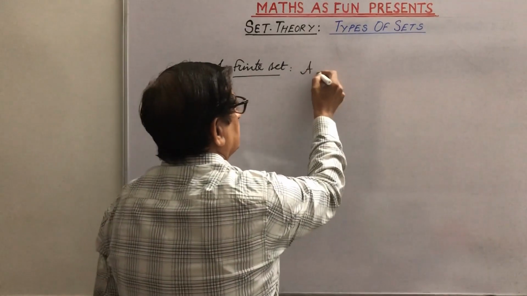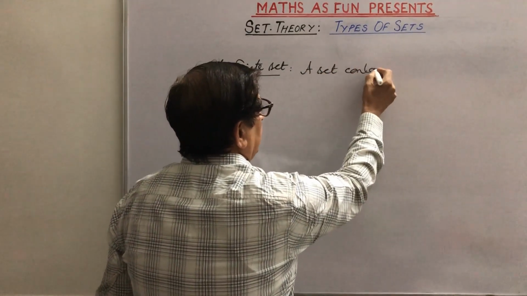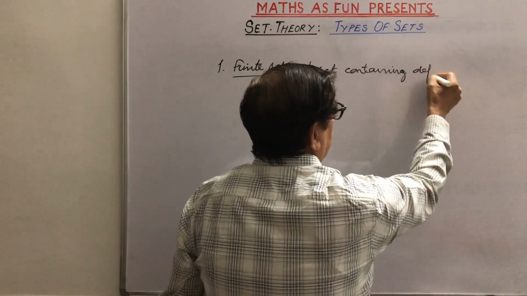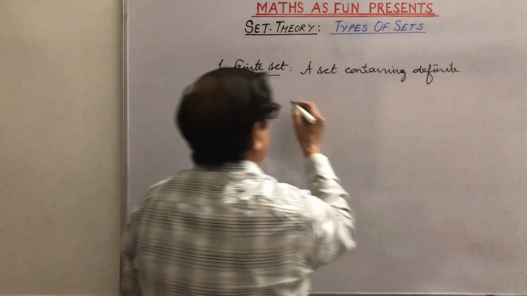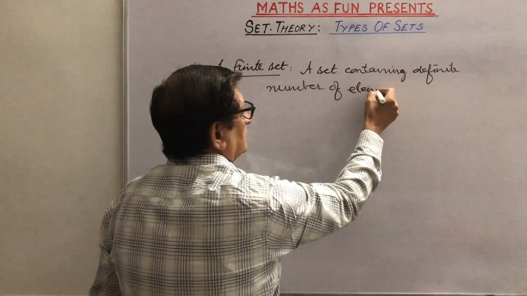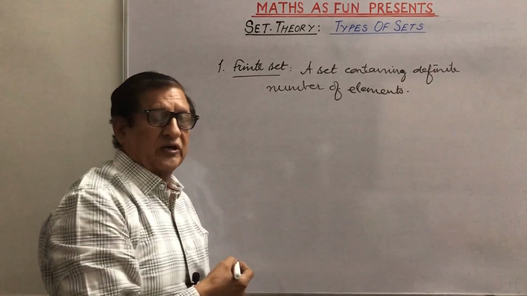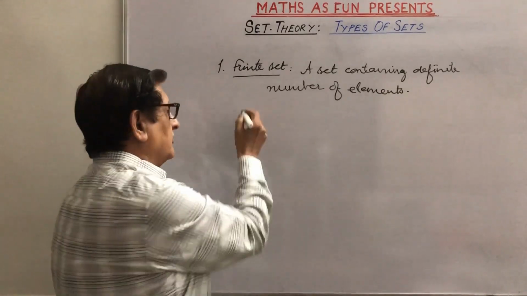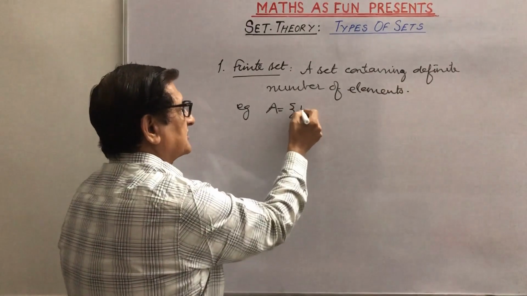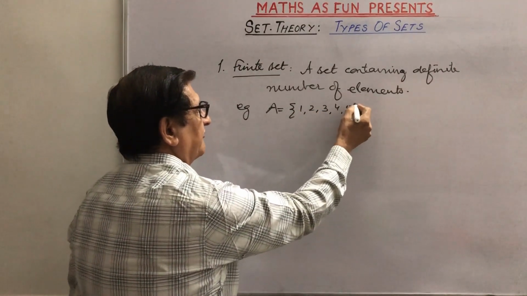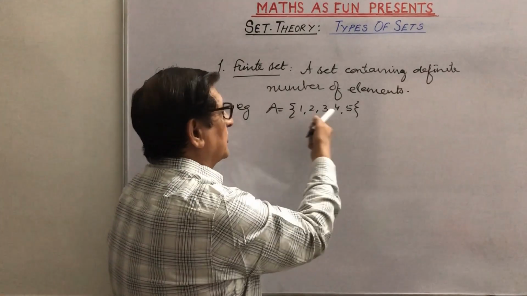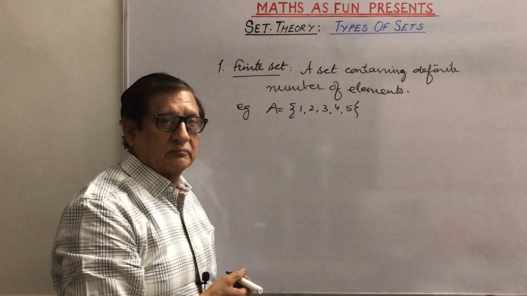A set containing a definite number of elements is a finite set. Like we have a set A, in which elements are 1, 2, 3, 4, 5. This is a finite set because the number of elements in this is 5.